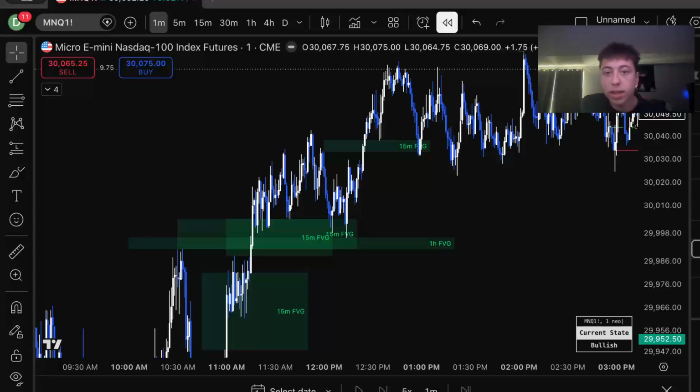So this is going to be all within the time frame alignment model. So without further ado, let's get into this. Alright boys, so the first thing you're going to want to look for, right?